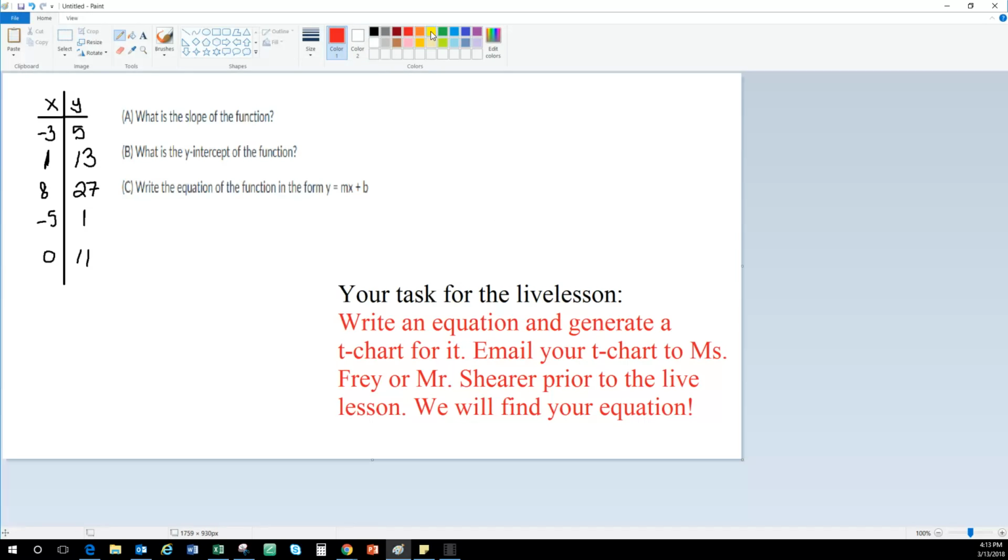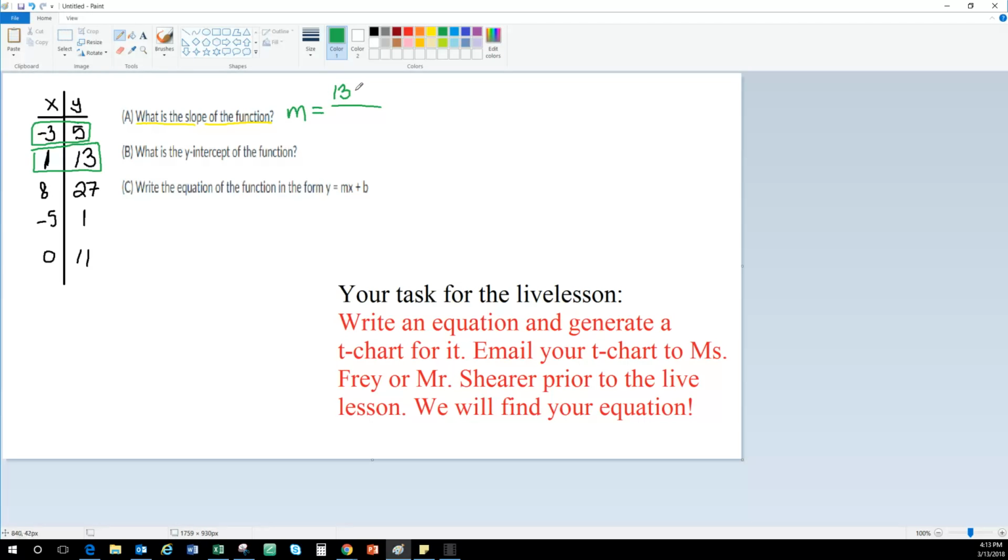So let's start with the first part here. It says, what is the slope? Now, the way we go about finding slope, if we remember, let's see, what color do I want to use? I'll use green. Slope, we pick 2 points. So I'm just going to grab the first two that are available, negative 3, 5, and 1, 13.